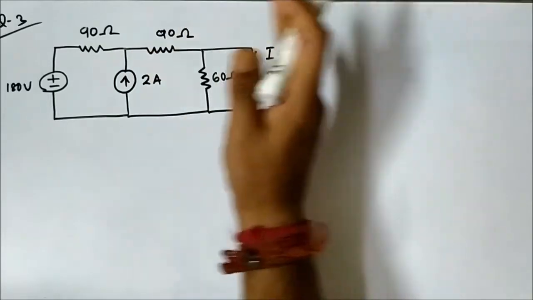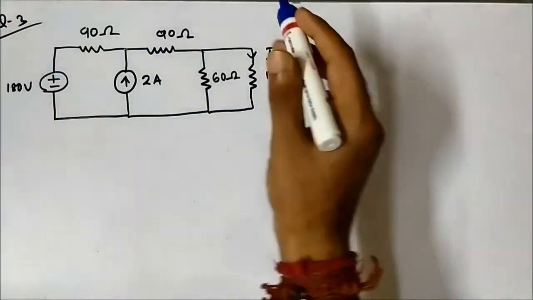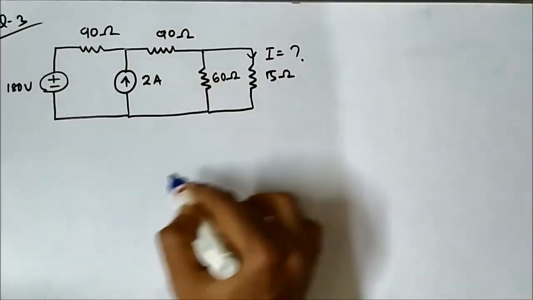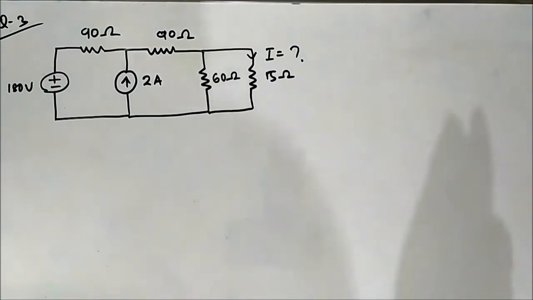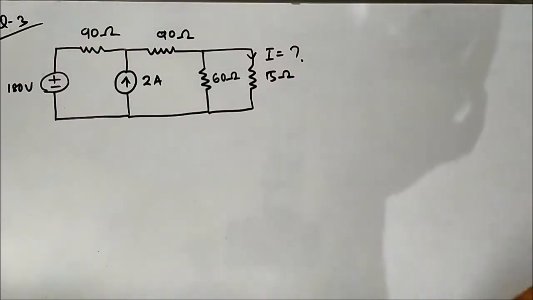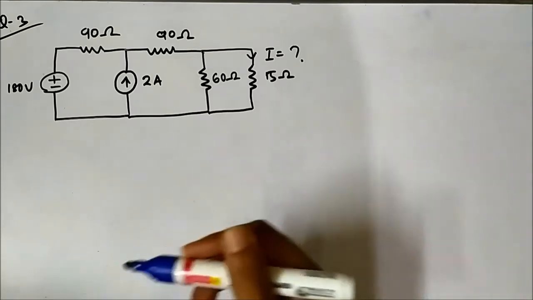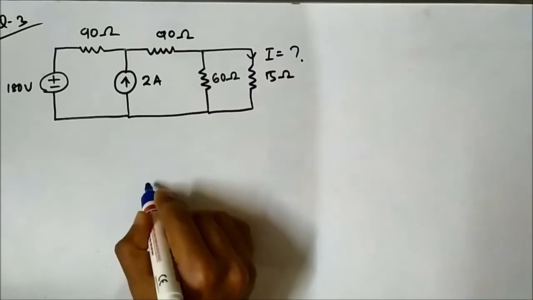We have to open circuit this 15 ohm resistor, remove it, and find the Thevenin equivalent of this network, excluding the 15 ohm resistor. So first we have to find VTH, the Thevenin voltage, then RTH, the Thevenin resistance. Okay, so let us redraw the circuit.